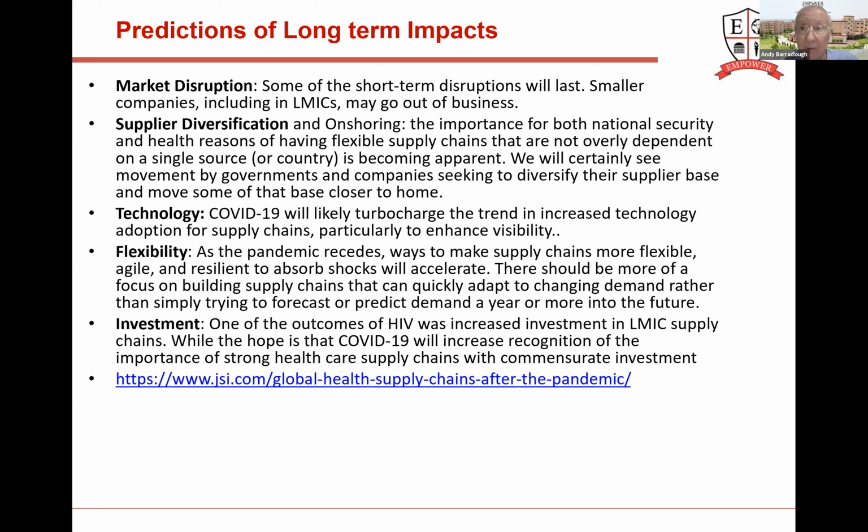Technology is changing. We've got to be far more flexible and responsive. We can't start issuing 2-year tenders when we're in the middle of an epidemic. We have to be much more flexible. And we need a lot more money investing in training and support for supply chain.